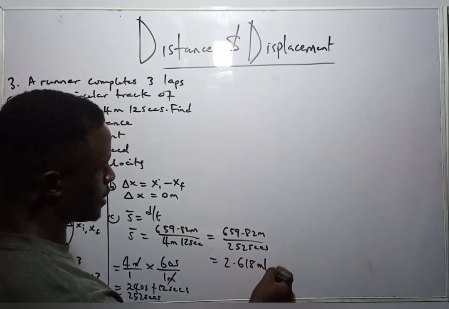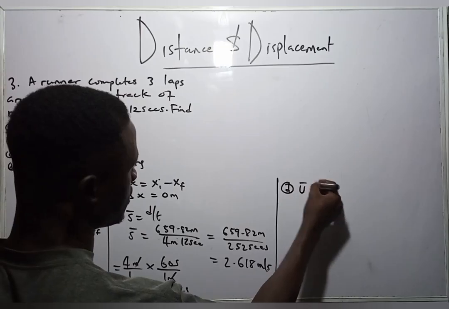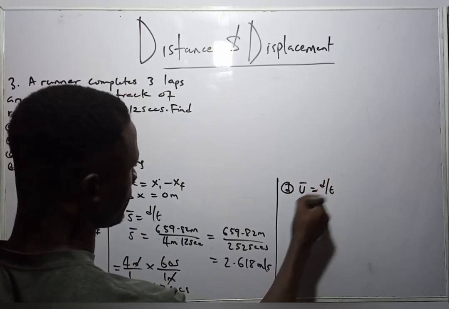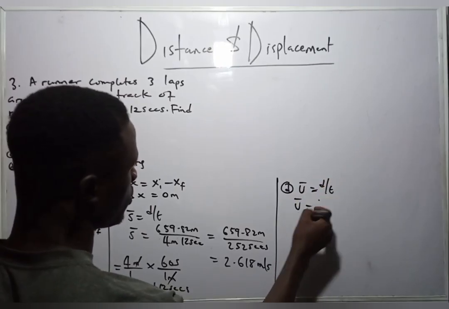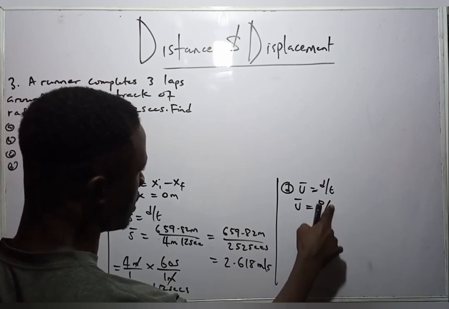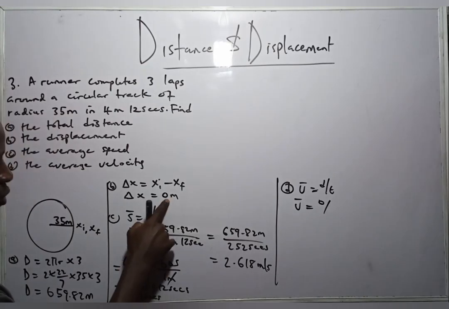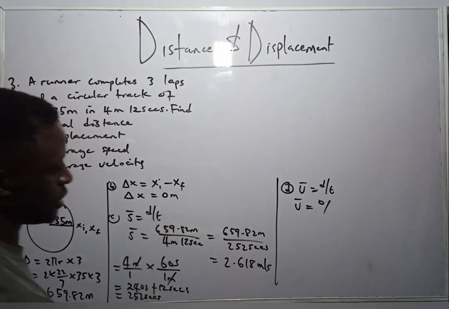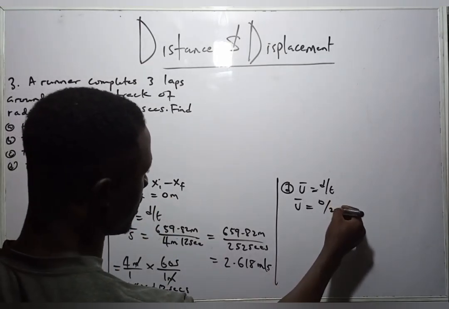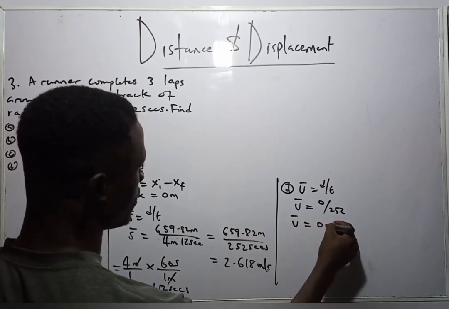2.618 meters per second. Velocity is equal to displacement over time. Velocity is equal to 0 over time. You already know that your displacement is 0. The answer that we got here, over time, the time here is 252. If you do that, you are going to get 0 meters per second.